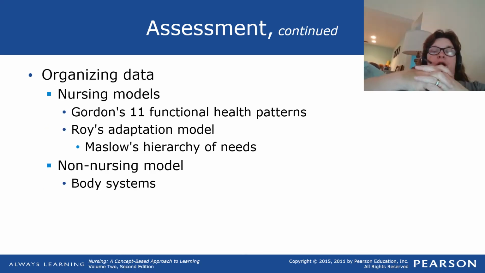We do organize the data in different ways. Sometimes we look at a non-nursing model. I'm going to start at the bottom and talk about it in body systems, and that's how we see physician order or physician history and physical. They do a system assessment.